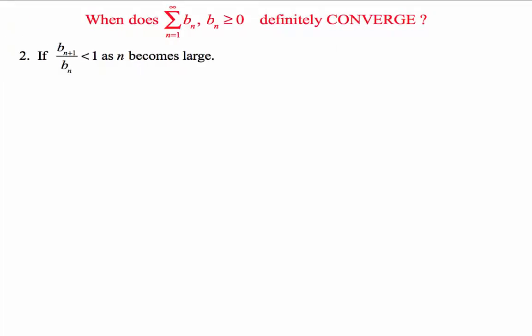Let me now come to a second means which will help us decide whether this infinite series actually converges or does not. This test is going to be called the ratio test, and that's because we're going to look at the ratio of the next term of the series divided by the previous term, and if this ratio is less than 1 as n becomes large enough, then this series will indeed converge.